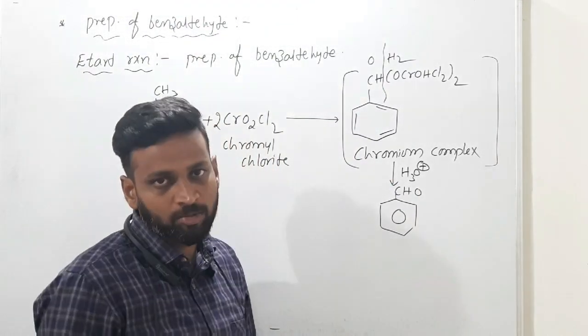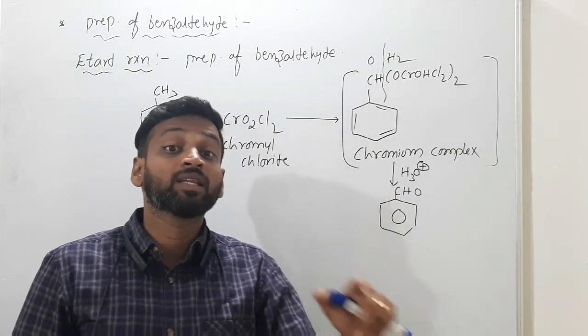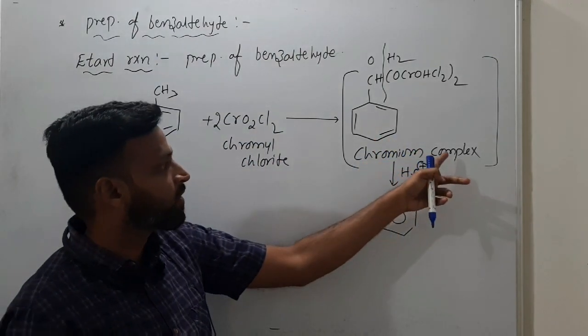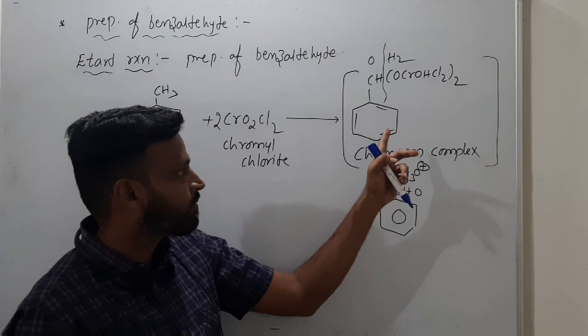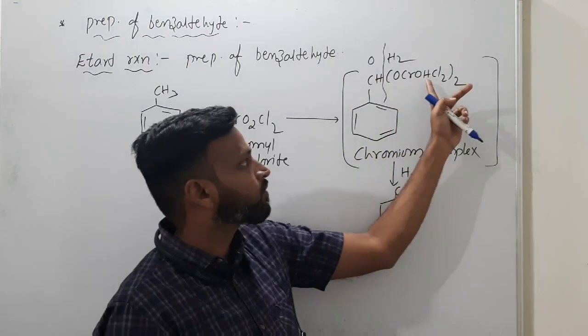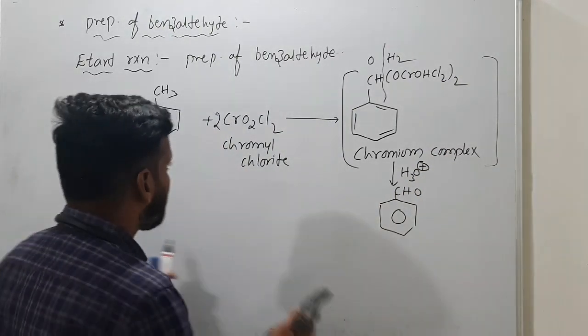That is the Etard reaction. What is the complex formed in the Etard reaction? They can ask a question in the exam. That's why I wrote that a chromium complex will form. What is the chromium complex? C6H5CH(OCrOHCl2) whole twice. This is the Etard reaction.